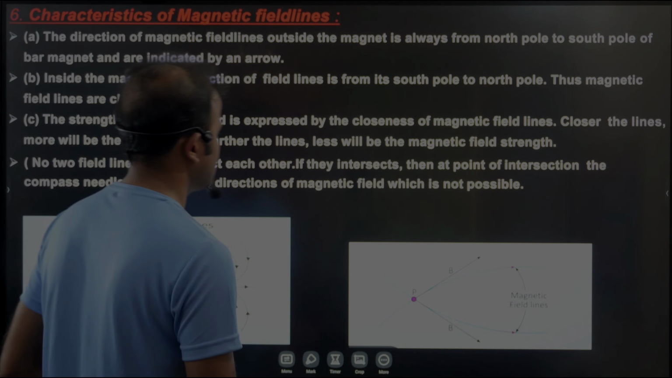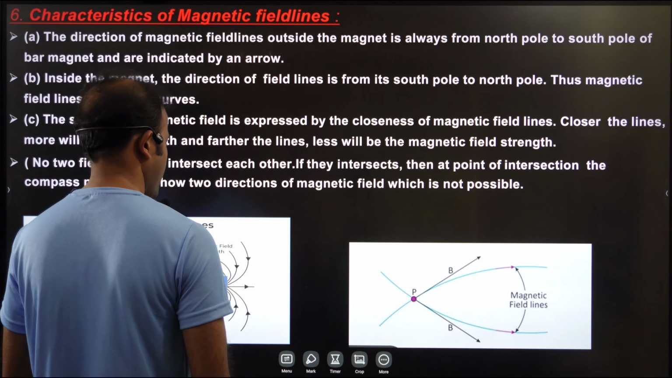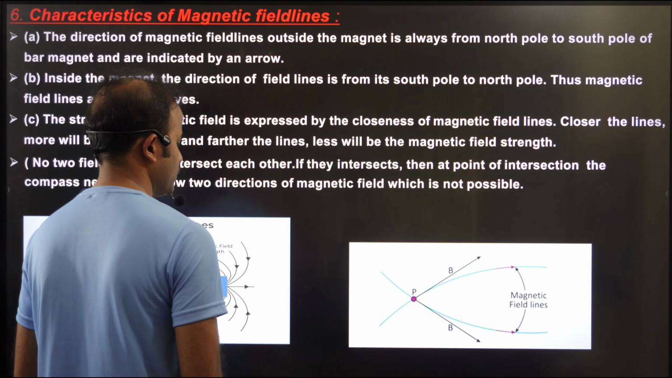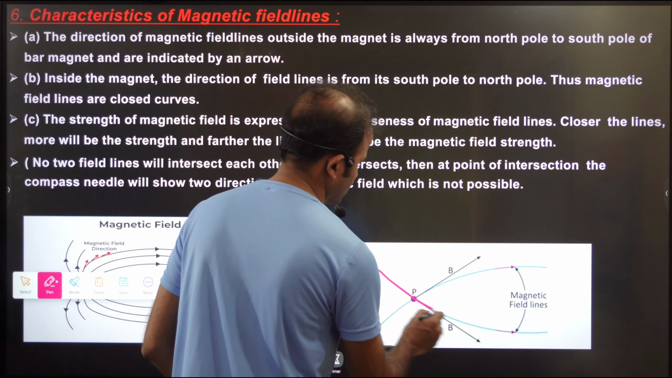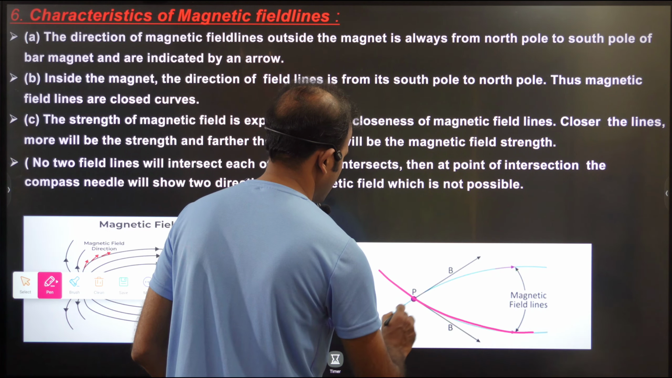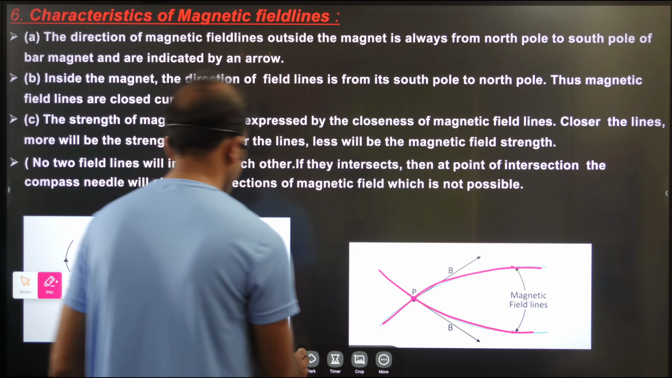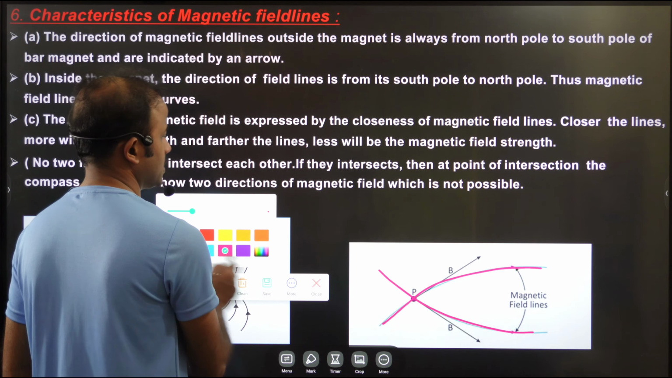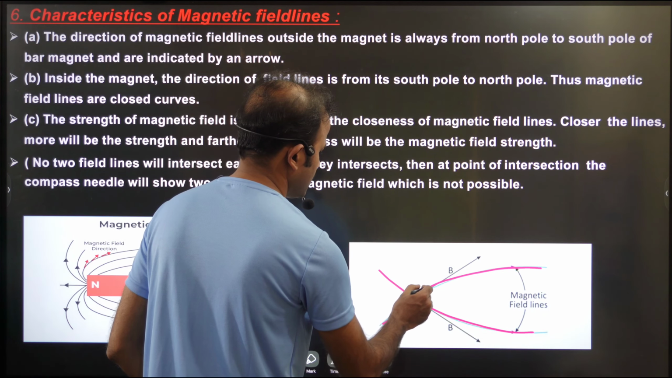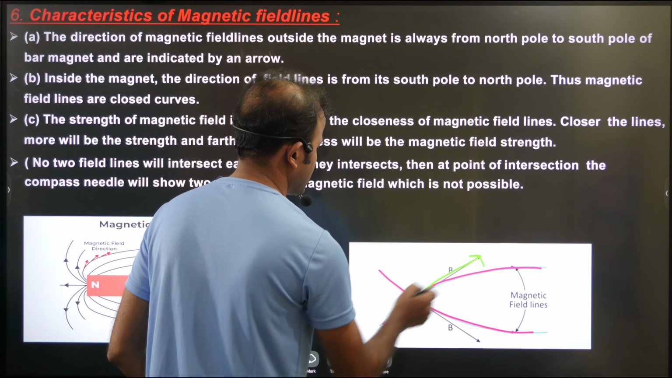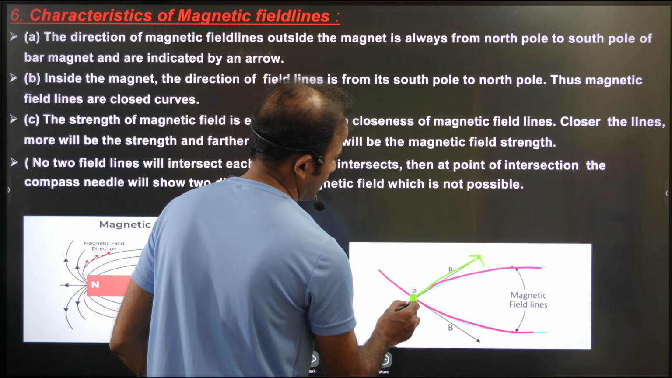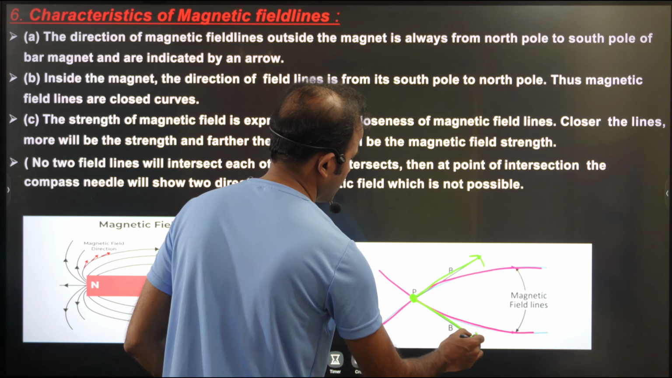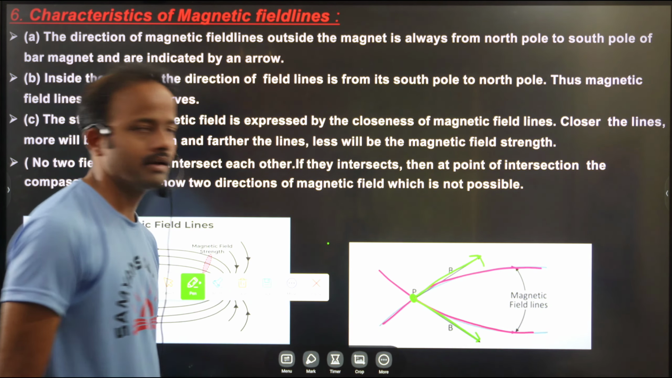Now you see, these are the two magnetic field lines. If two magnetic field lines intersect each other like this, let us assume these are the two magnetic field lines. At the point of intersection, when you draw the two tangents, it will show this direction. Another tangent for the line below will show this direction, right?